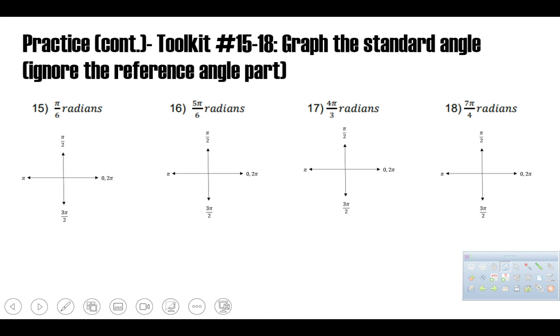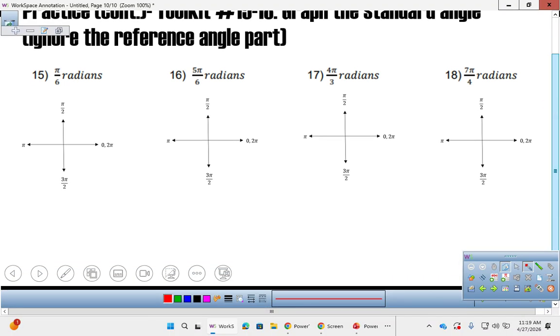All right, do we know what quadrant number 15 falls in? Pi over 6. Quadrant 1? Is everybody okay with 1? 1/6 is some decimal between 0 and 1/2. So I'm going to draw something in quadrant 1. What about 5/6? It's in quadrant 2. 5/6 is more than a half, because 3/6 is a half, but it's less than 1, because 6/6 is 1. So it's somewhere in quadrant 2.